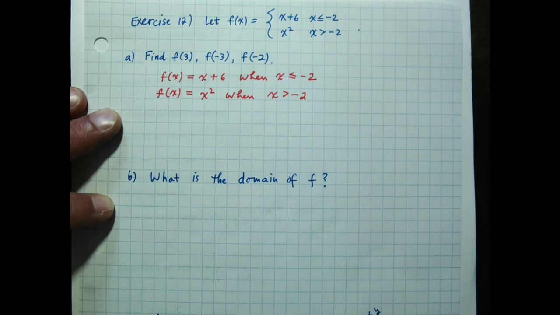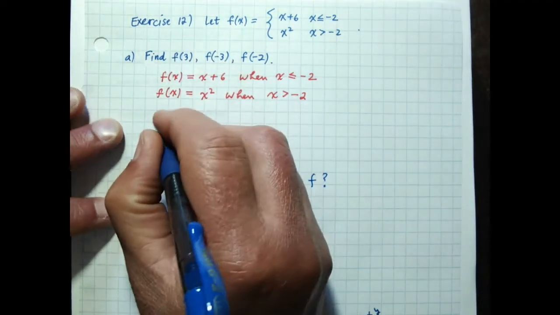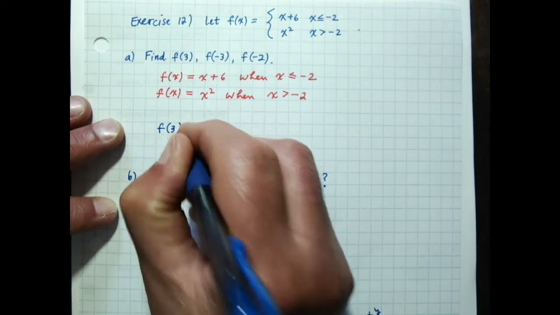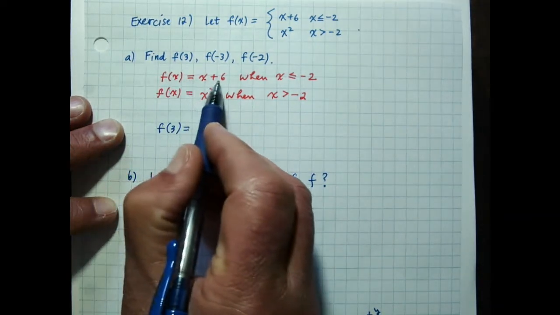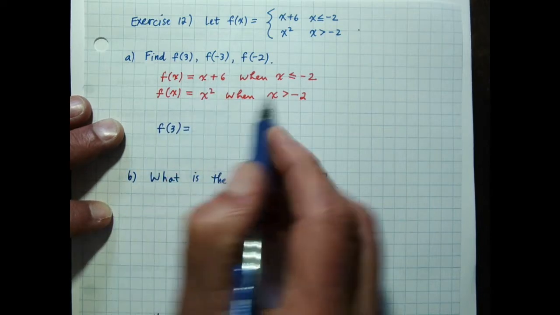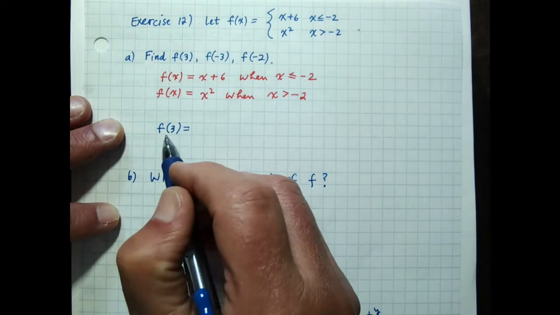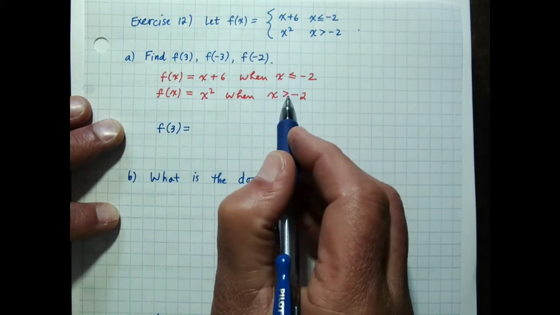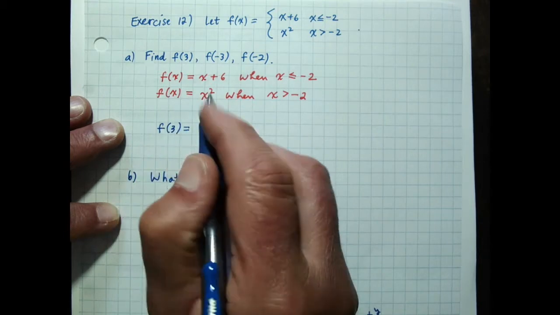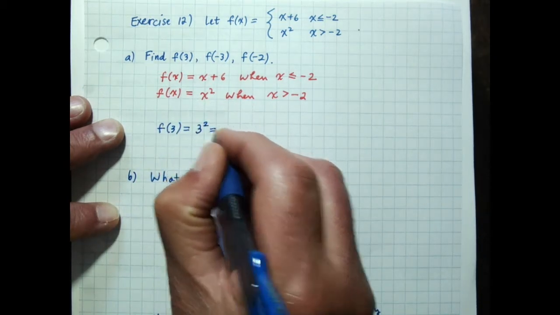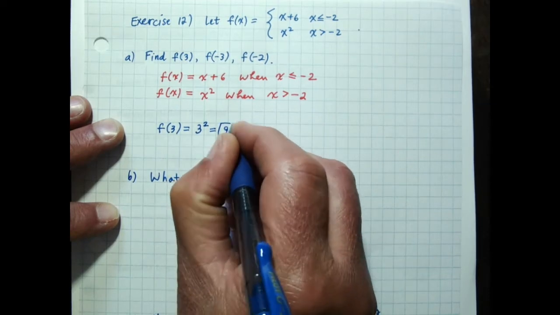Now let's go ahead and evaluate f of 3. Well, when you evaluate the function, you've got to decide, do I use f of x equals x plus 6 or f of x equals x squared? And that depends on the value of x that you have. 3 is greater than negative 2. So I use the lower formula here. I'm going to plug into x squared. I'm going to just take 3 squared. So f of 3 is 9.